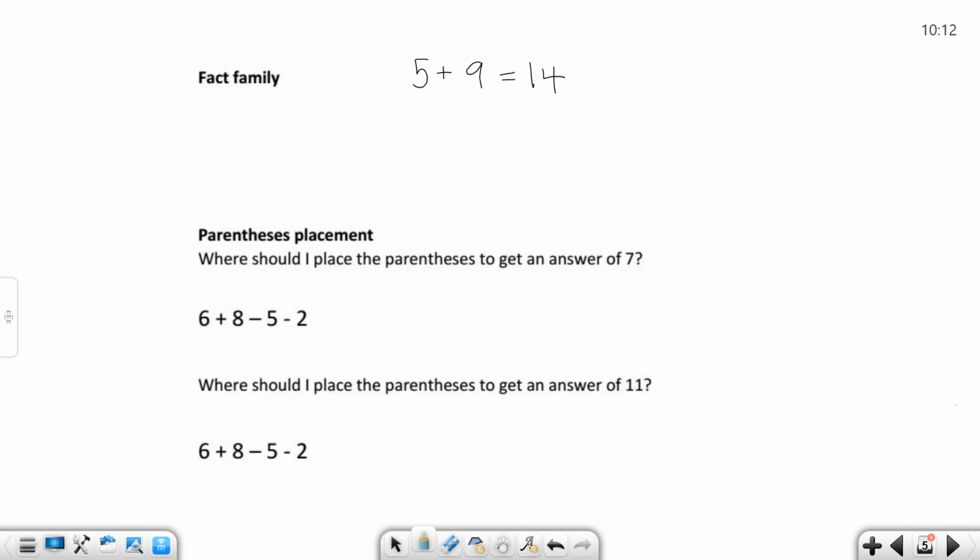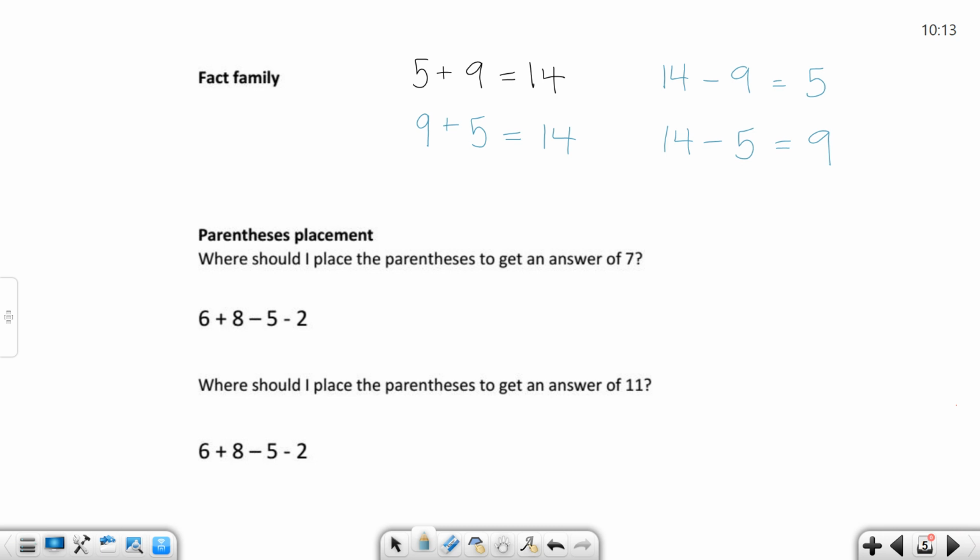So 5 plus 9 is 14, but also, using our commutative property, 9 plus 5 would also equal 14. Okay, so those would go together. Then you can flip it around and make them subtraction. 14 minus 9 would equal 5, but also 14 minus 5 would equal 9. And that's an example of a fact family.